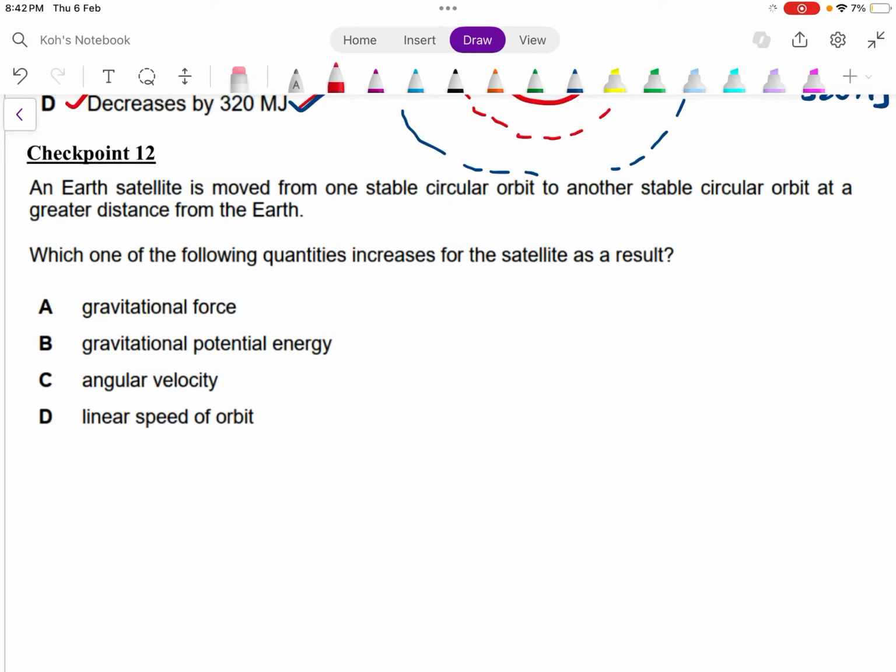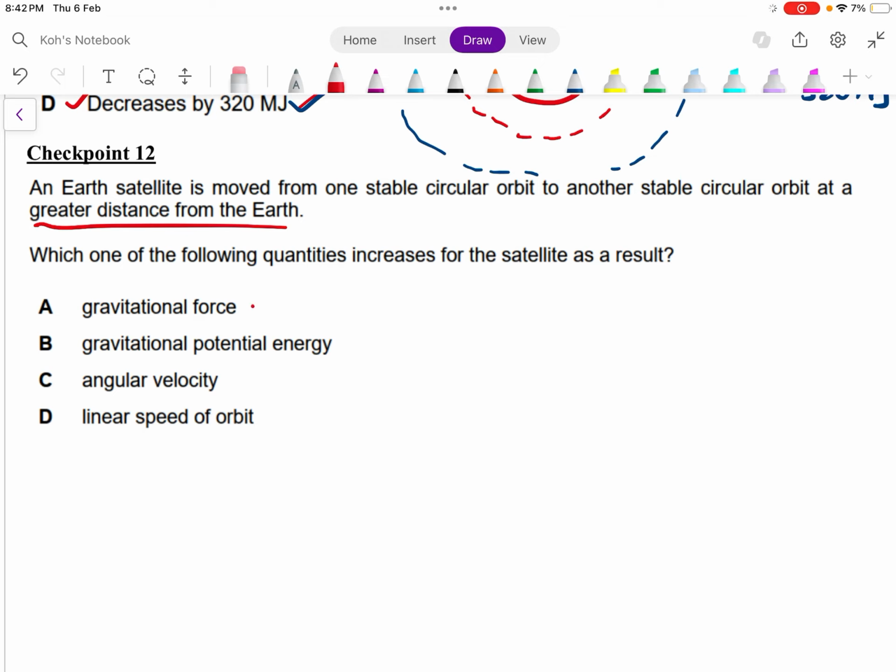Alright, so let's go through checkpoint 12 as well. So if this Earth satellite is moved from one stable circular orbit to another stable circular orbit at a greater distance from Earth, meaning that it is moved from a lower orbit to a higher orbit, which of the following quantities increases for the satellite as a result?